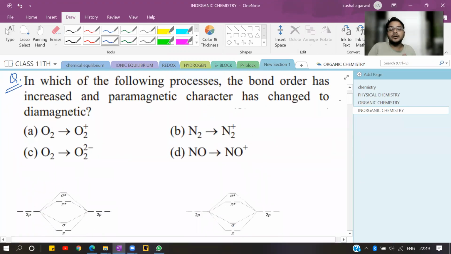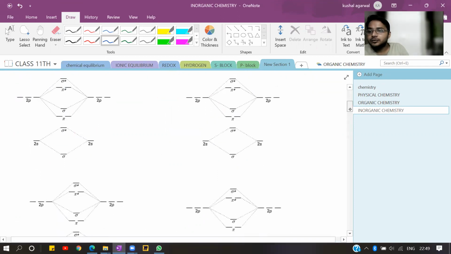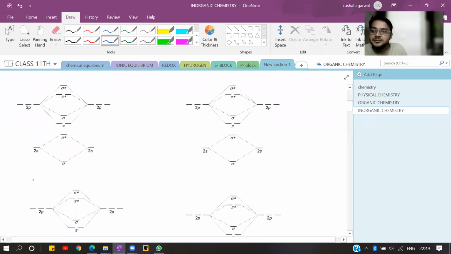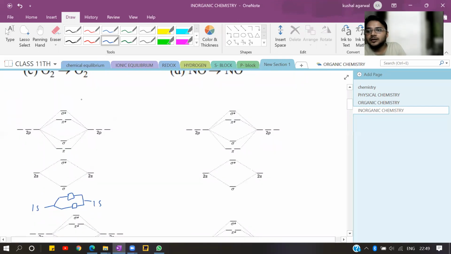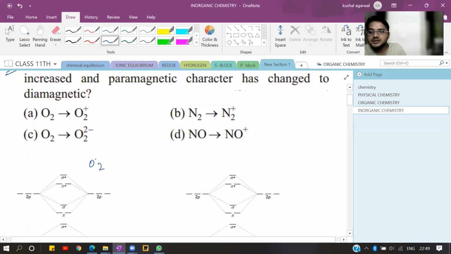I am going to tell you a trick also, how to calculate bond order without drawing molecular orbital diagrams. Okay, so here what you have to do is just draw the molecular orbital diagrams. For example, 1s bonding and anti-bonding. Okay, so firstly we are drawing this for oxygen, O2. In case of O2, the configuration of oxygen is 1s2, 2s2, 2p4.